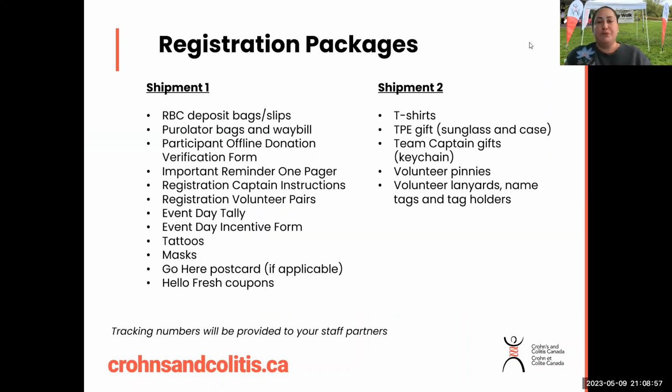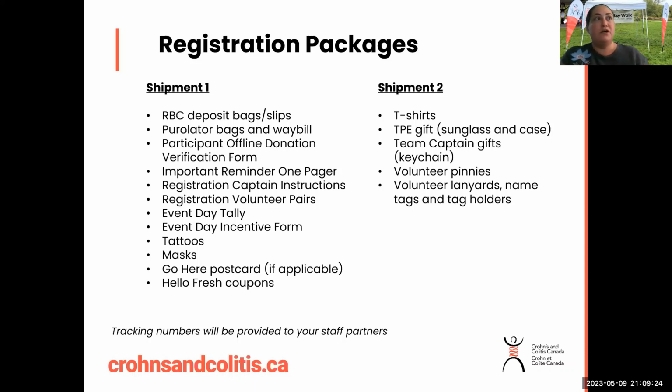And for shipments, you are going to receive 2 separate shipments from us. One of them will include the t-shirt, top pledge earner gifts, which is sunglasses and case. I'm not sure if you received the May newsletter. We shared the picture in that newsletter. And then volunteer pennies, volunteer lanyards, and name tags and tag holders.